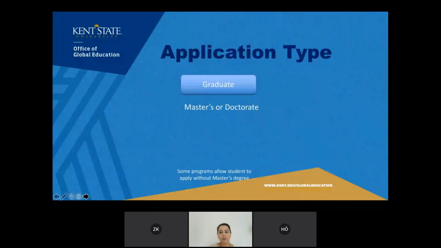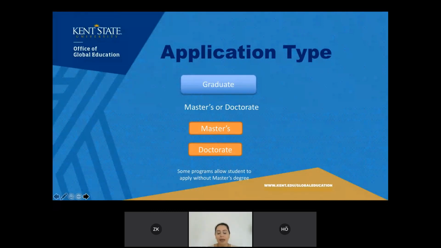And of course, with application types, you have different tracks. Some students are considering a master's degree, some are considering a doctorate degree. Typically, for a master's degree, you must have the equivalent of a US bachelor's degree. If you're applying for a doctoral degree, you typically have to have a bachelor's and a master's degree that are equivalent to a US degree.